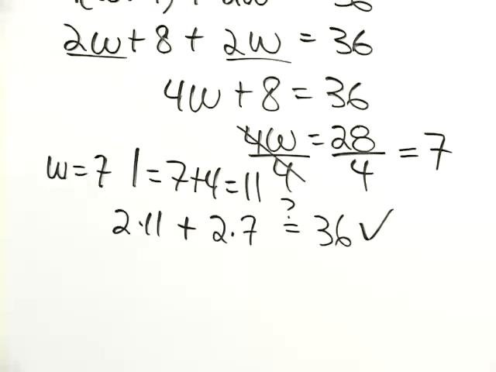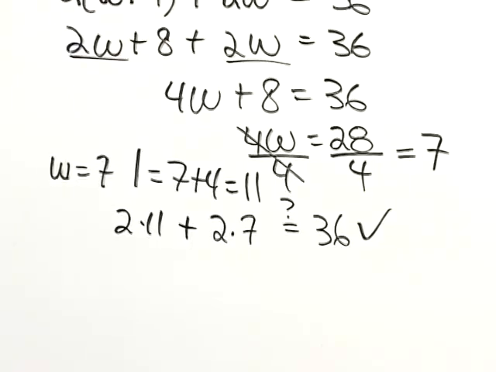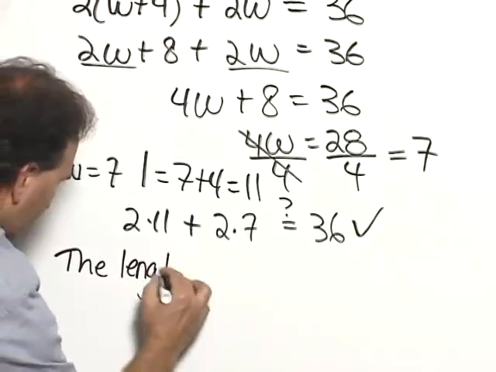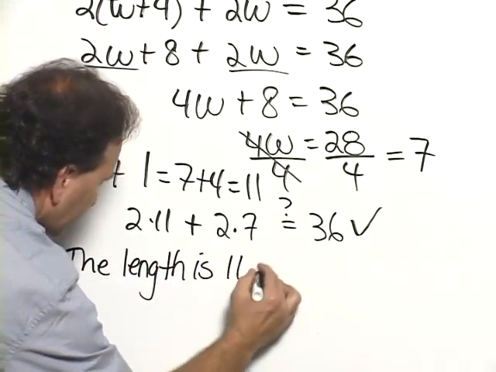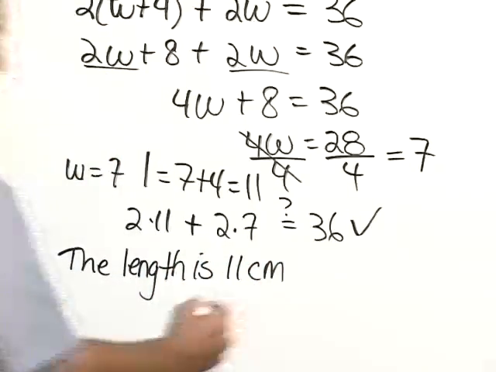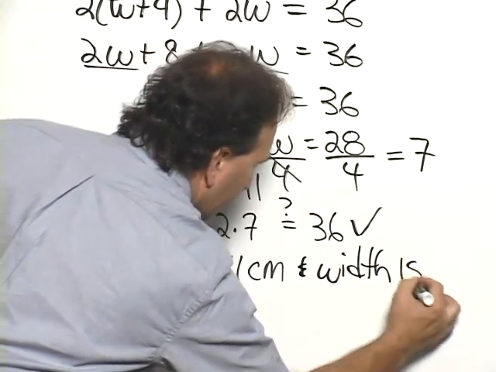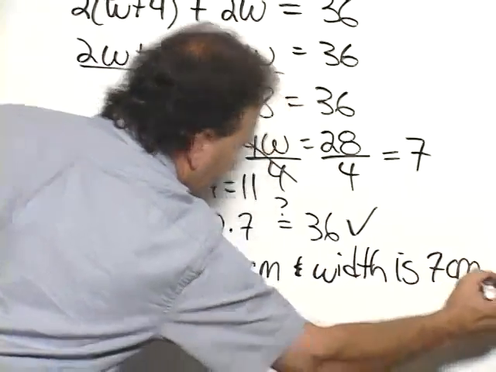The final step in the 5-step process is to state the answer. So we would write that the length is 11 centimeters and width is 7 centimeters.